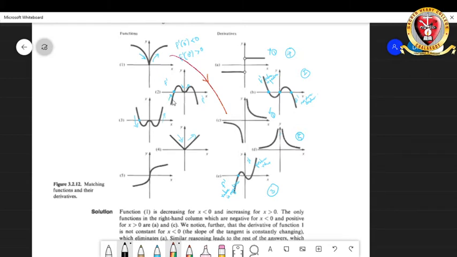Then you are looking at 2. Here the function is increasing. If this is minus 1, this is 0, this is 1, then the function is increasing at minus 1, at 0 the function is decreasing and then increasing, and at 1 the function is decreasing. So 2 can be mapped to b, because here the function is increasing, which means the derivative should be positive. See, here the derivative is positive above minus 1. And then here the function is decreasing, so the derivative should have a negative value. That means 2 can be mapped to b.